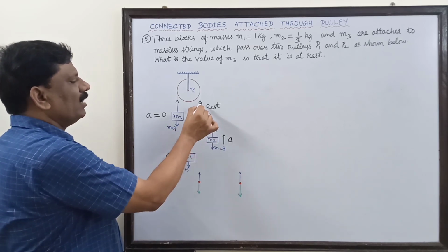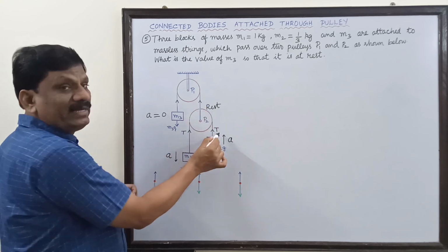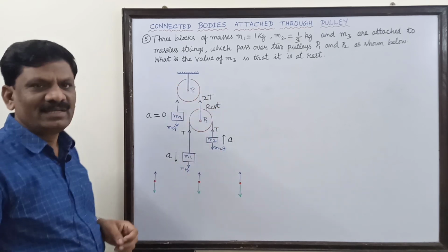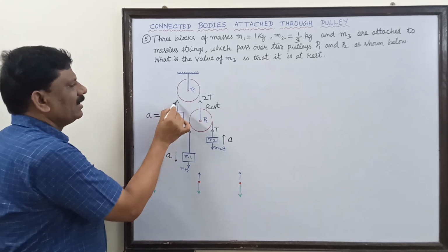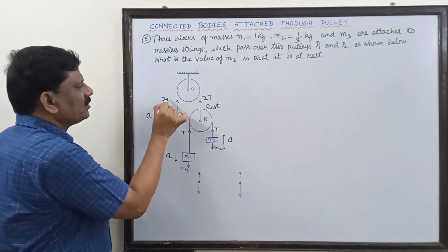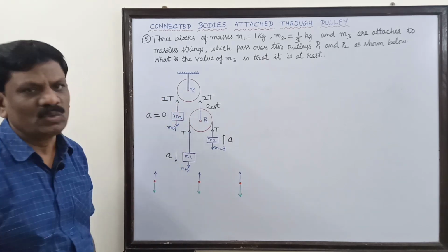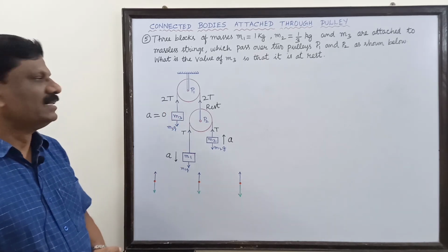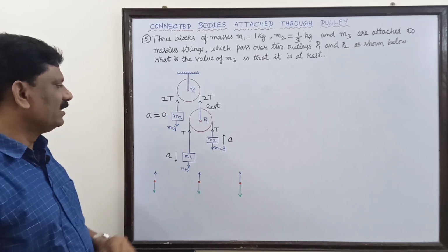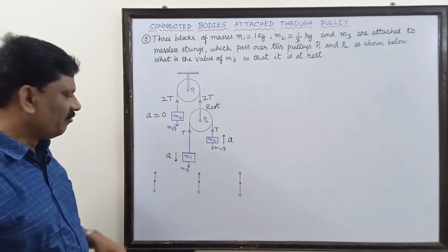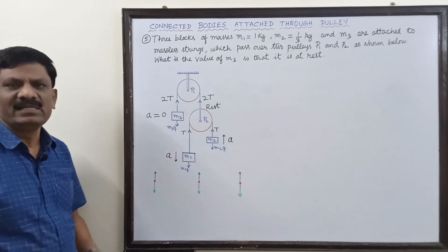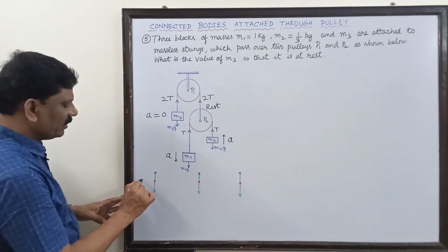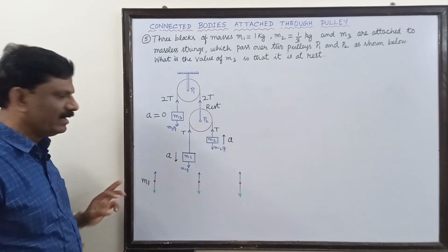The tension above the pulley P2 must be equal to T plus T, that is equal to 2T. And on the left arm of this string also the tension will be equal to 2T because this system is at rest. Now we have to find the value of m3. So for that, let us draw the free body diagram for the three masses m1, m2 and m3. Let us begin with the mass m1.